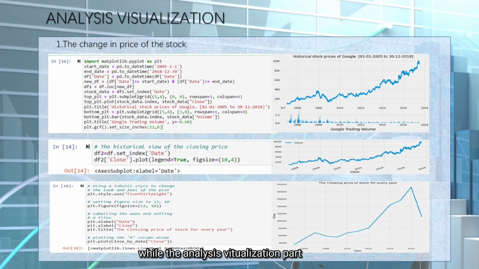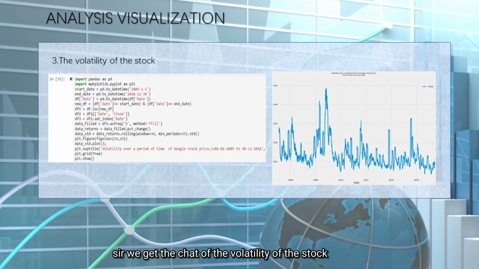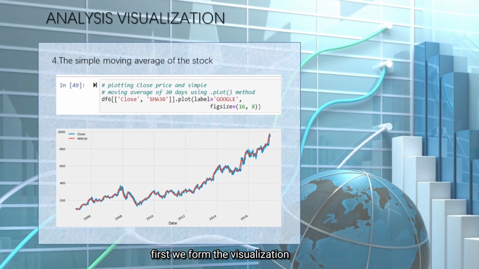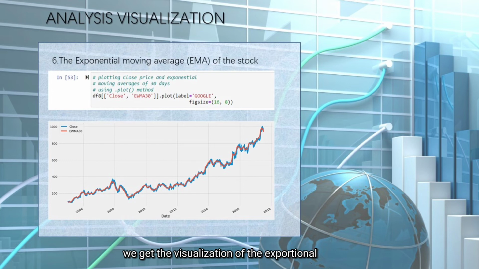For the analysis visualization part, first, we use Matplotlib to plot the closing price data frame to get the change in price of the stock. Second, we use the same method to get the daily return of the stock. Third, we get the chart of the volatility of the stock in a period of time. Fourth, we form the visualization of the simple moving average of the stock. Fifth, we get the visualization of the cumulative moving average of the stock. Sixth, we get the visualization of the exponential moving average of the stock.